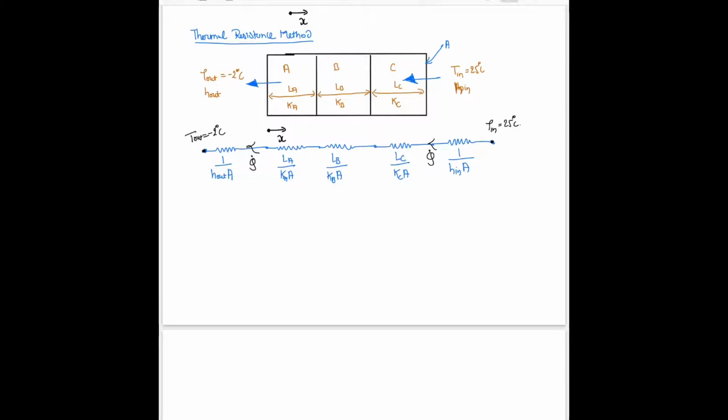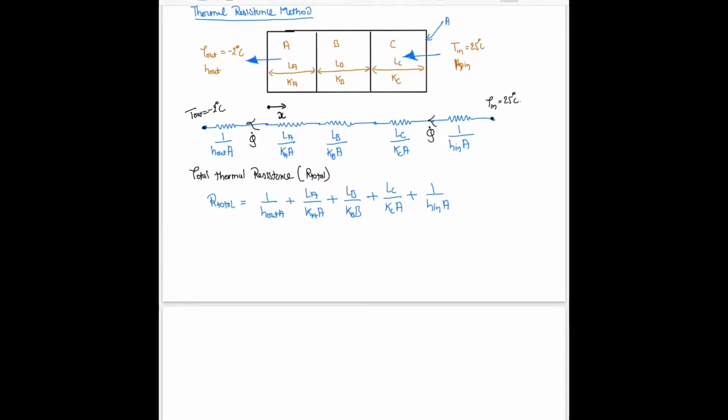So now I can write my total thermal resistance, R total, equal to 1 by H out A plus LA by KaA plus LB by KbA plus LC by KcA, and the area is the same for each section A, B and C, and lastly 1 by H in into area. So this is my total resistance of this slab.